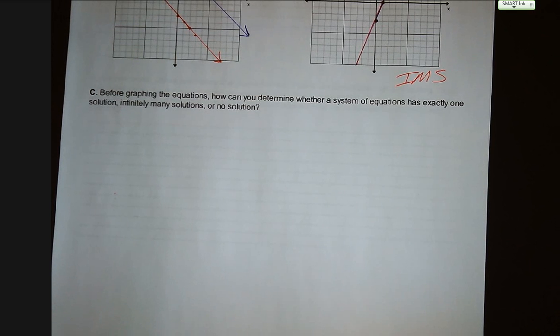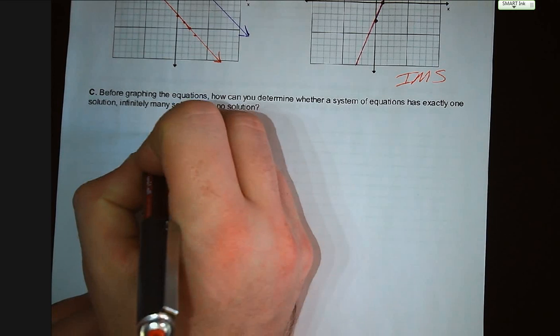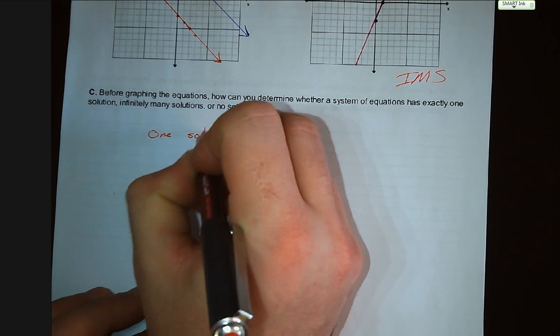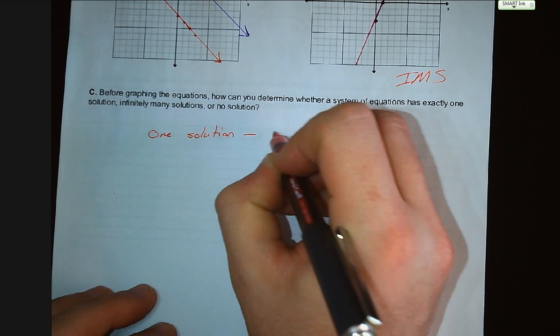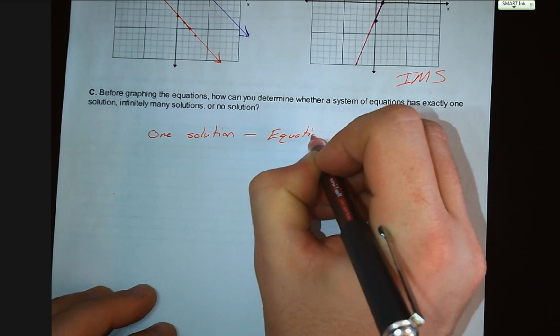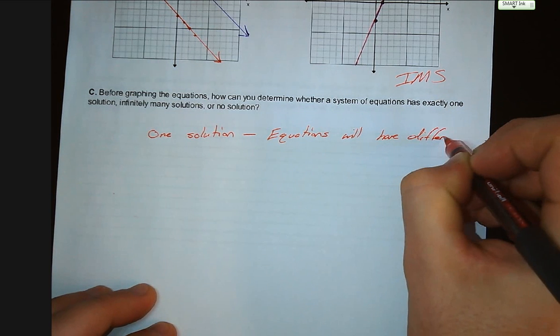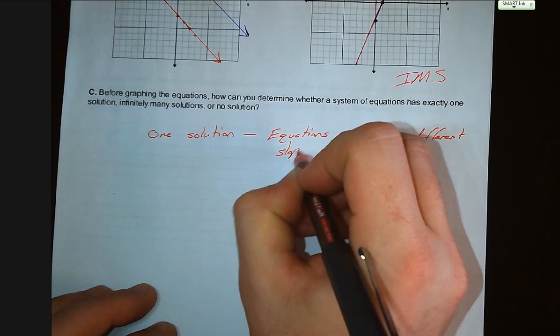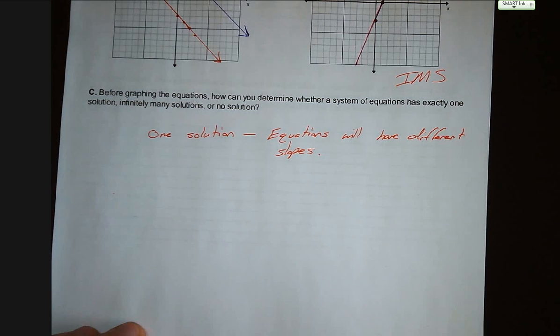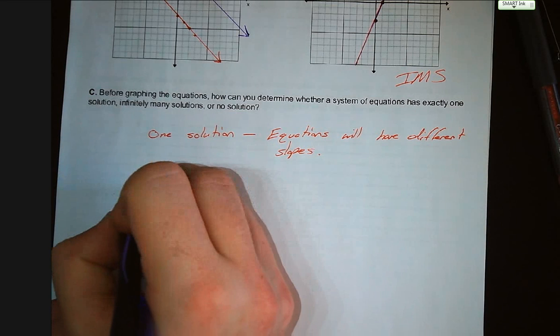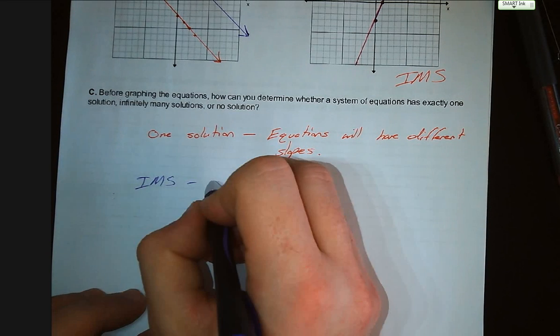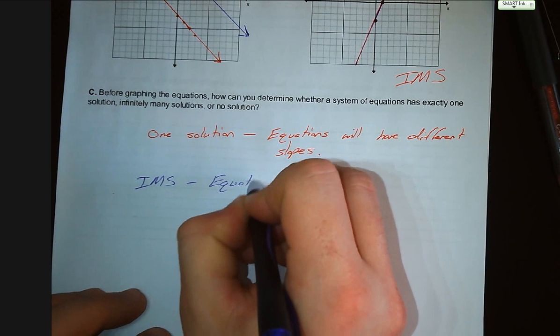All right, so before graphing these two equations, how can we have determined whether they were going to have one, infinitely many, or no solutions? If we're going to have one solution, the two equations will have different slopes. Okay, so if we're having infinitely many solutions, IMS, our equations have the same slope and the same y-intercept.